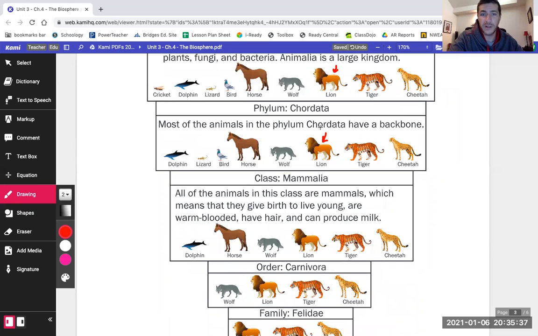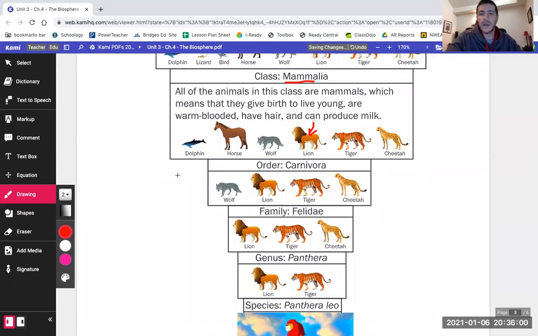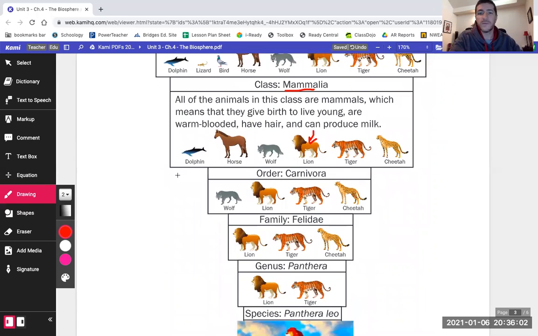So now it's getting broken down a little bit more. All these animals are, well, if you can see the word on there, mammals, which means they give birth to live young, are warm-blooded, have hair, and they can also produce milk. Okay, so we know the bird got out, and the lizard got out. But our lion is still there. Boom shakalaka.